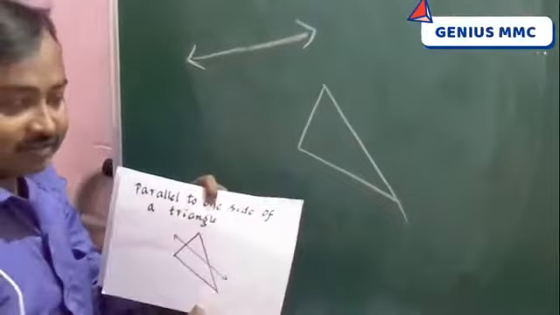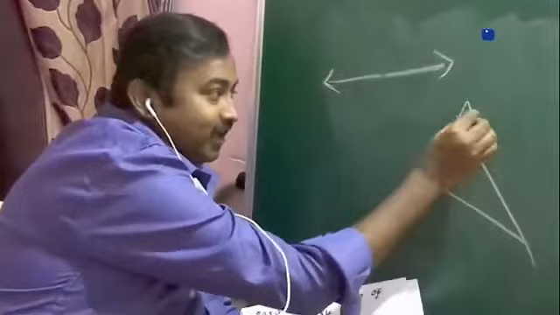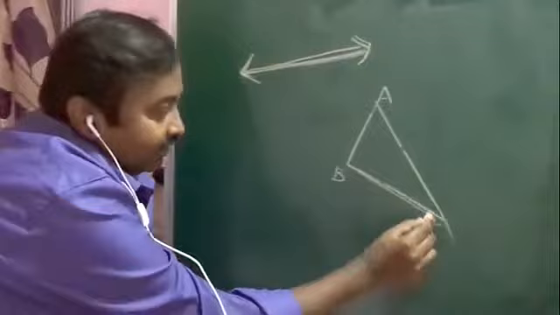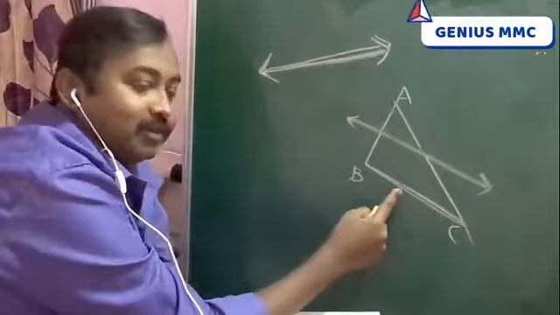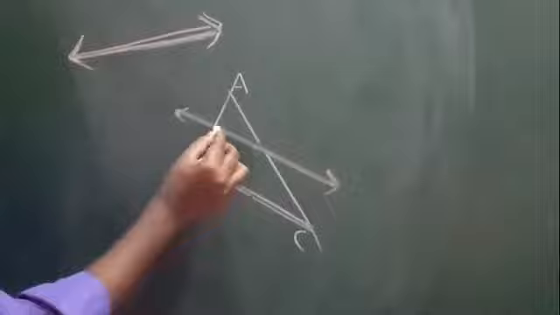Okay, I put a condition. This line is parallel to any one side of the triangle. How many sides are there here? Three sides, A, B, C. This line should be parallel to any one side. I observe triangle ABC and draw a line parallel to side BC. Yes, I draw a parallel line to BC. First, you observe this figure. Next, what happens after drawing?